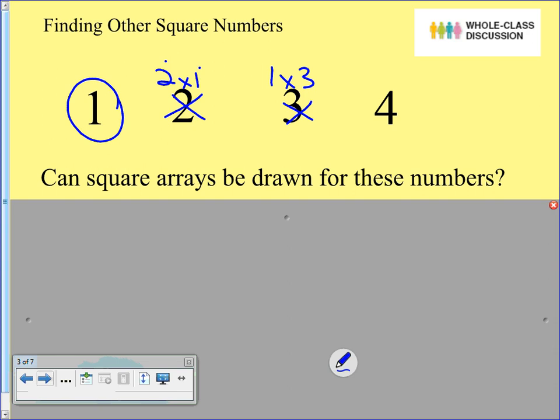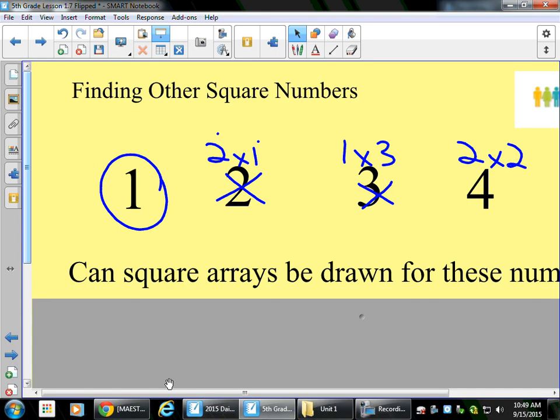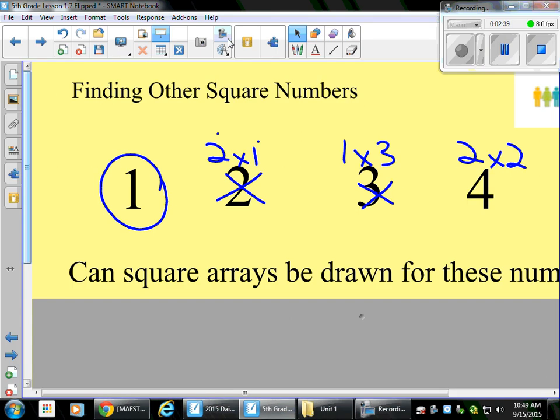And is 4 a square number? 2 times 2 is 4. So 4 is a square number. Keep on going here.